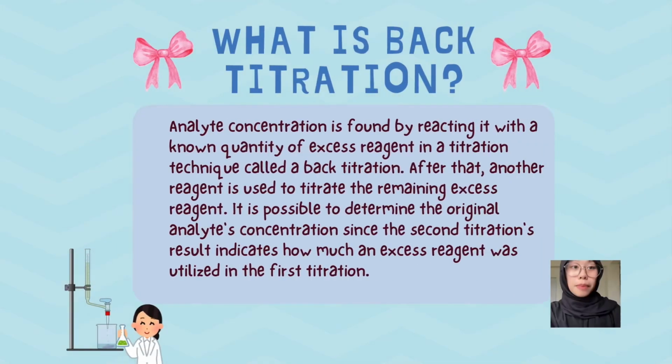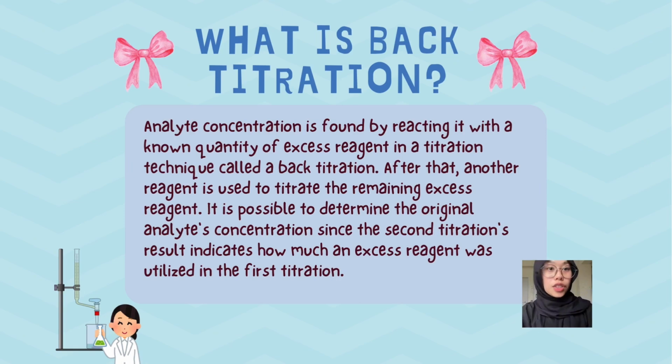I'm going to explain about back titration. In back titration, the analyte concentration is found by reacting it with a known quantity of excess reagent in a titration technique called a back titration. After that, another reagent is used to titrate the remaining excess reagent. So it is possible to determine the original analyte concentration, since the second titration's result indicates how much of the excess reagent was utilized in the first titration.